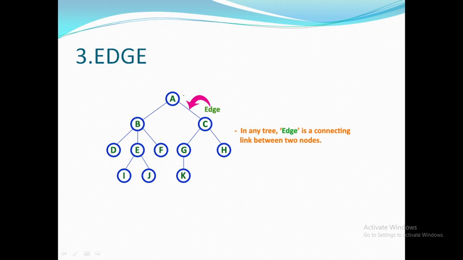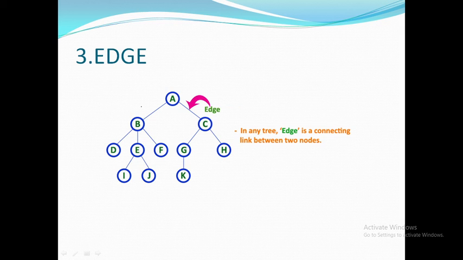And the third terminology element is edge. As I am pointing here, an edge is the path between A and C. In any tree data structure, the connecting link between any two nodes is called an edge. A tree which has n nodes will have n minus 1 edges.